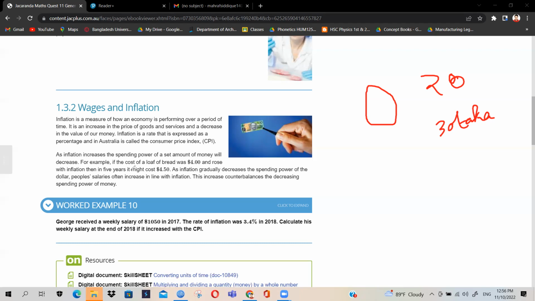If the cost of a loaf of bread was $4 and rose with inflation, then in 5 years it might cost $4.50. As inflation gradually decreases the spending power of the dollar, people's salaries often increase in line with inflation. So the workers, the employees, get satisfied because of inflation. That is a good thing about inflation.